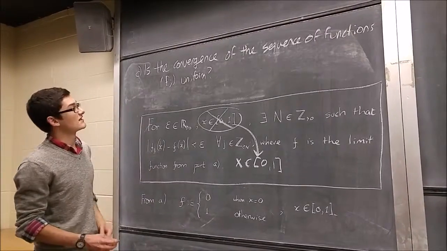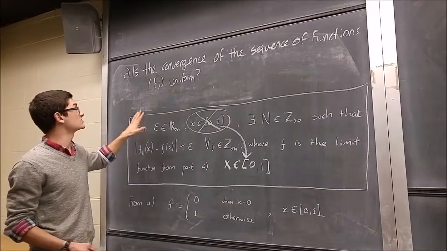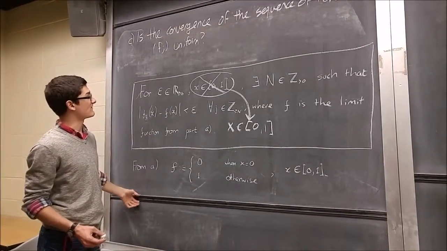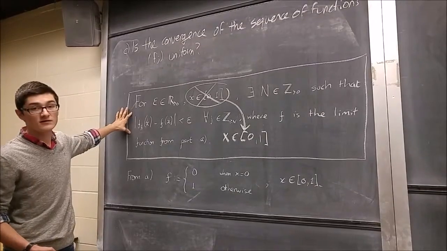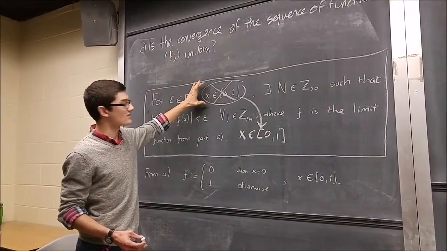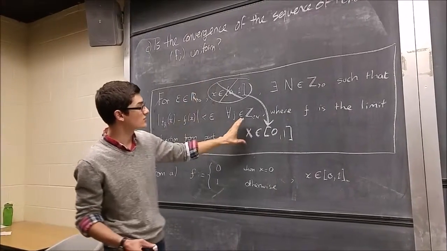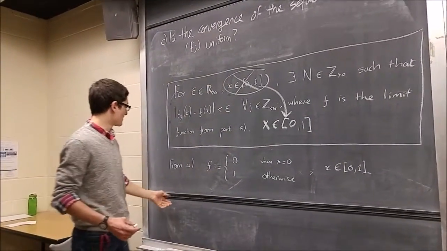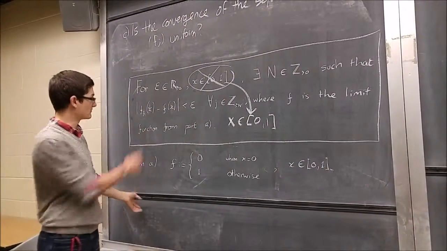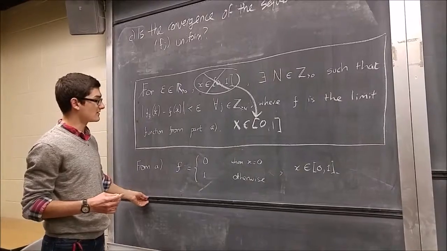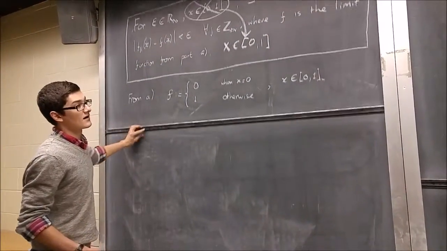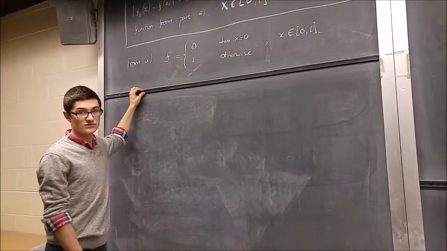Part C asks if the convergence of the sequence of functions is uniform. Now, from the pointwise convergence definition that we wrote before, to make it uniform, all you have to do is move the x element of 0, 1 to the end of the definition. So you don't choose an x before, you show that it holds for x always after you've proved this. Now, I'm going to prove that it's not true. It is not uniform.